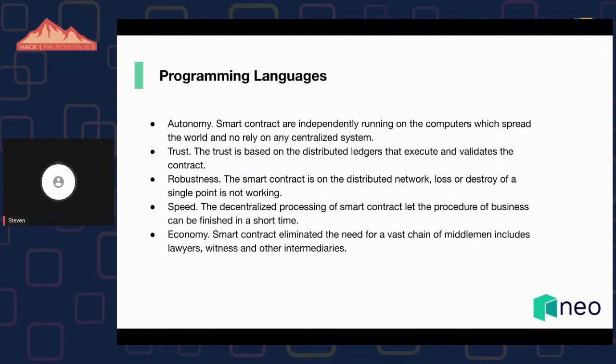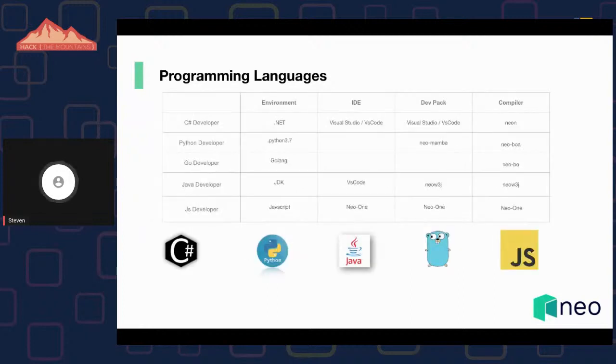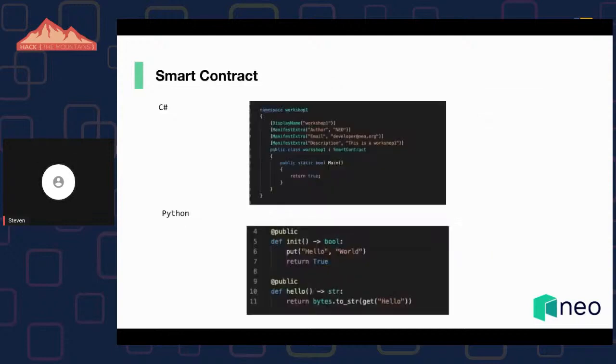And the smart contract is like autonomy, trust, robustness with highly decentralized. And also because it's decentralized, you also have autonomy, because you don't have to involve lawyers or other witness intermediaries. And in NEO, we support a lot of high level programming languages, like C#, Python, Java, Golang, and JavaScript. All of these languages are supported in the NEO blockchain.